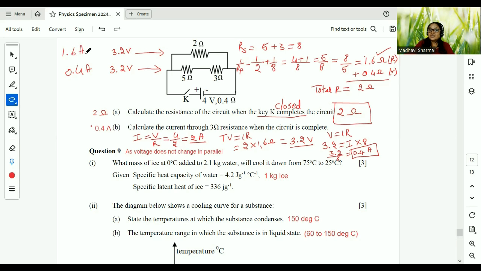1.6 amperes current will flow in the 2 ohm resistor. If you add total, answer is 2 amperes. Isn't our answer 2 amperes total?